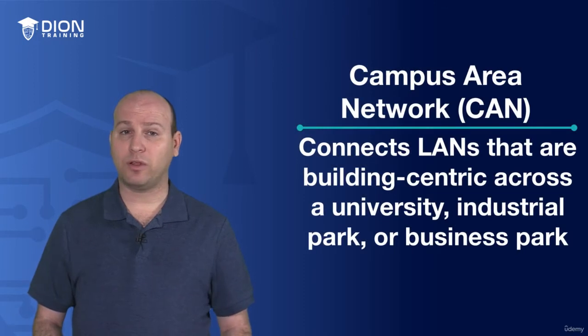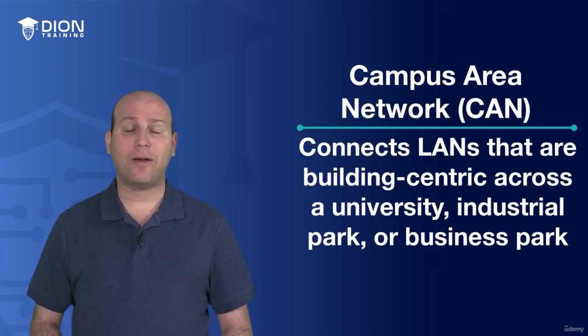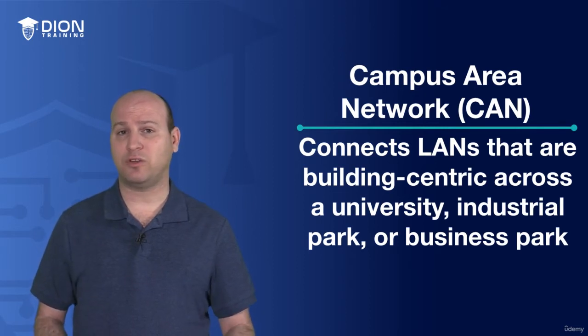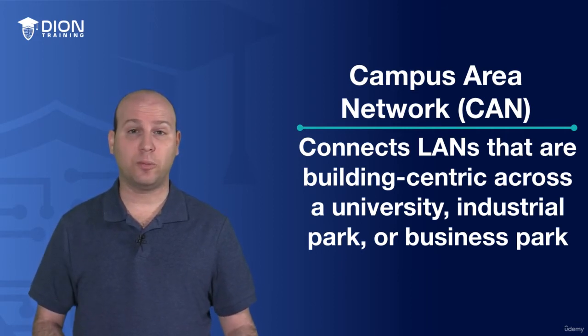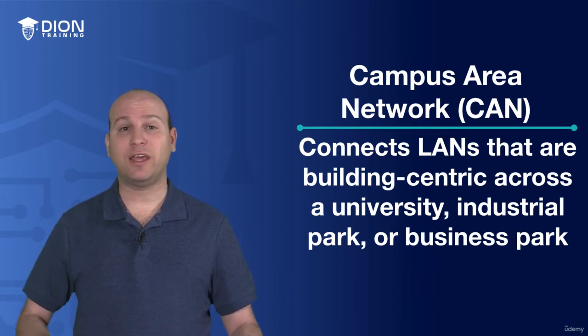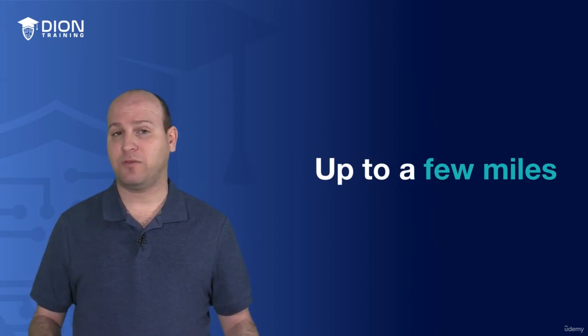Now, the next one we want to talk about is going to be called a campus area network, or CAN. A campus area network is a building-centric LAN that's spread across numerous buildings in a certain area. So if you're at a college or a business park or an industrial park and you have 3 or 4 different buildings, they may all be linked together in what's called a campus area network. This can cover several miles and across many different buildings.